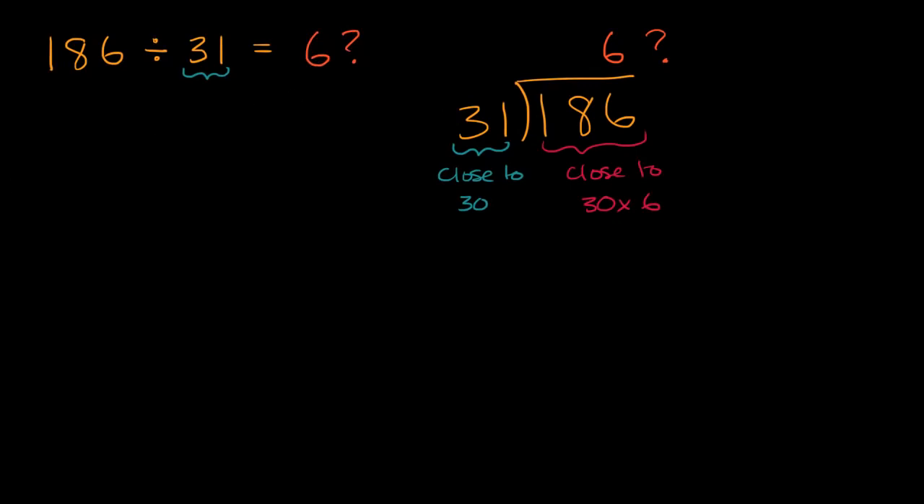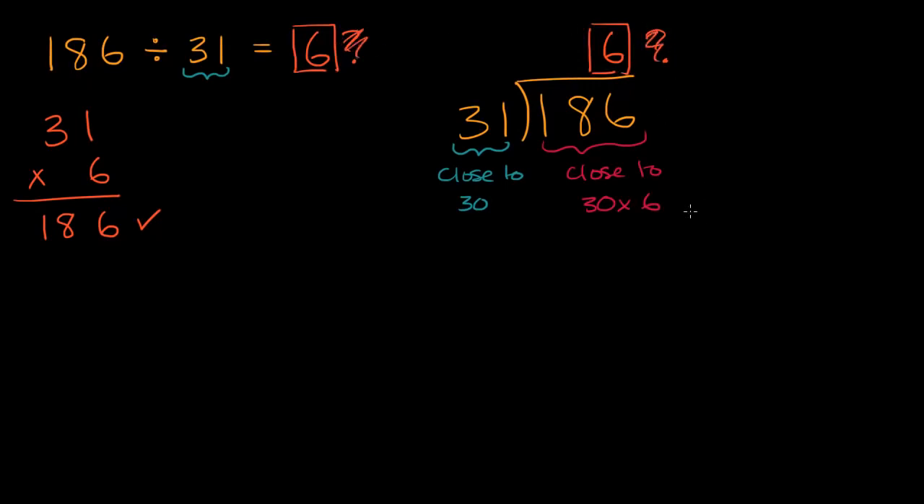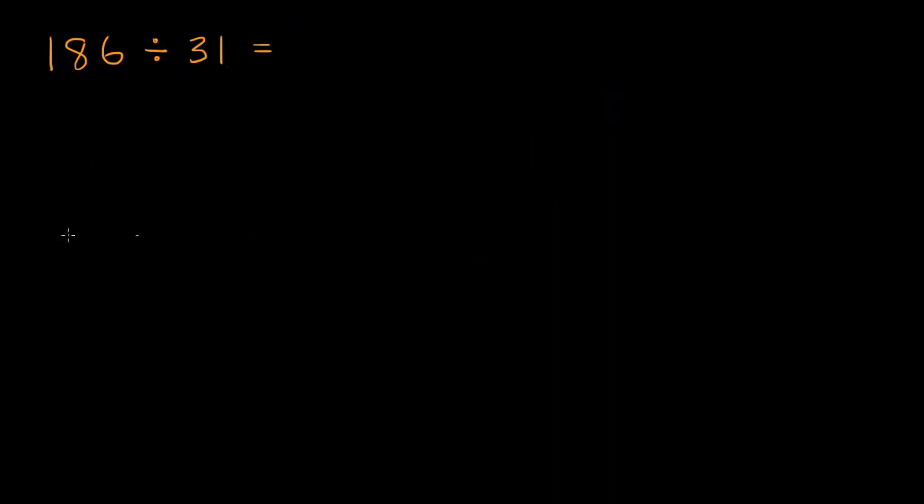So let's multiply 31 times 6. 1 times 6 is 6, and then 3 times 6, which is really 30 times 6, is going to be 180 right over here. So this is 186. So it all works out. 186 divided by 31 is indeed 6. We can get rid of this question mark here. Let's do another example.